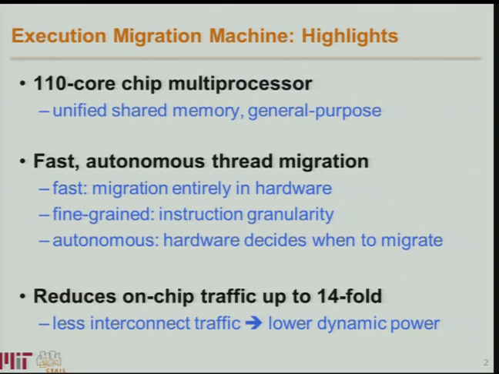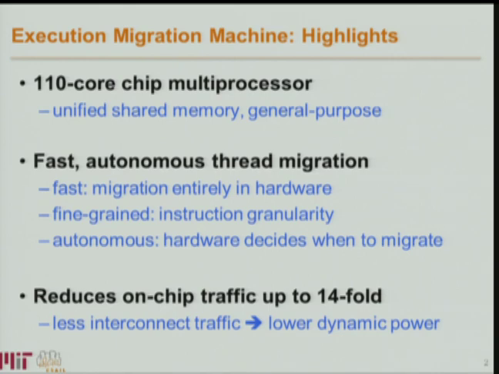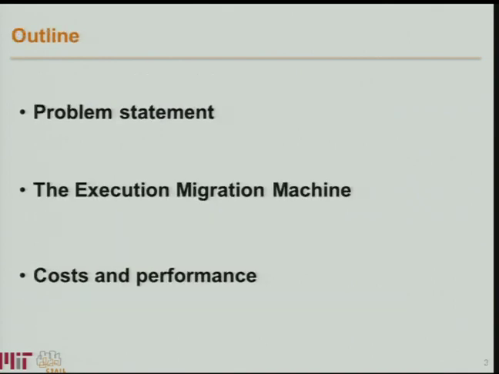And by autonomous, I mean that you basically don't have to worry about it. The hardware will decide for you whether the thread should be in core 7 or core 17 or whatever. Of course, you can worry about it, but if you don't want to, you don't have to. And we leverage this fast migration to reduce on-chip traffic very significantly. And of course, if there's less interconnect traffic, there's less dynamic power on the chip. So that's the executive summary.